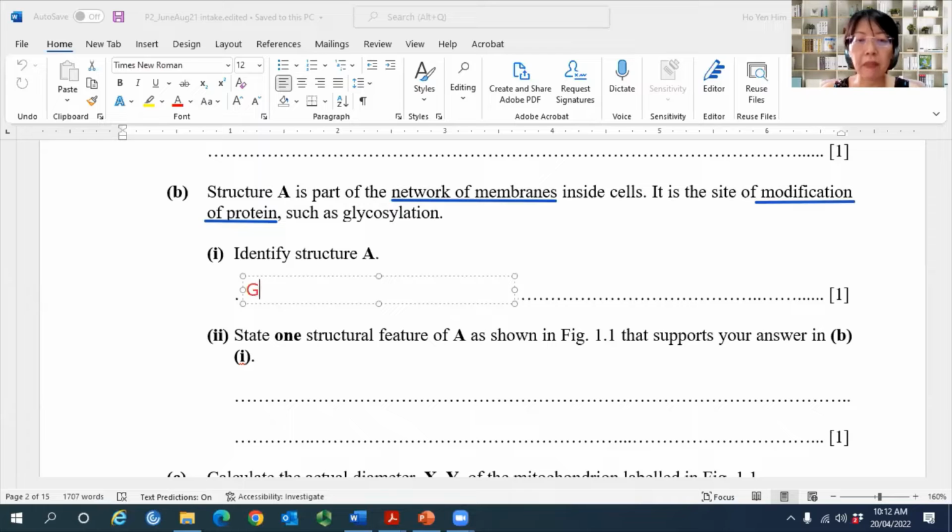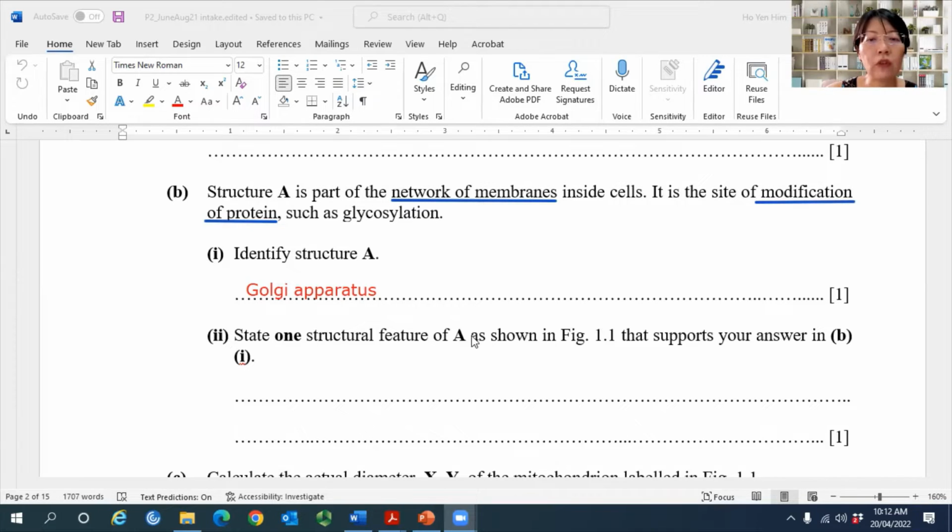Golgi must be spelled with a capital G. Strictly speaking, if you use a small letter g, in the exam you will not get any mark. Some students still use a small letter. When you learn biology, you need to pay attention to the spelling of the word, whether you start with a capital or small letter, whether you underline, singular or plural. You need to know all of this. Golgi complex or Golgi body can also be accepted.